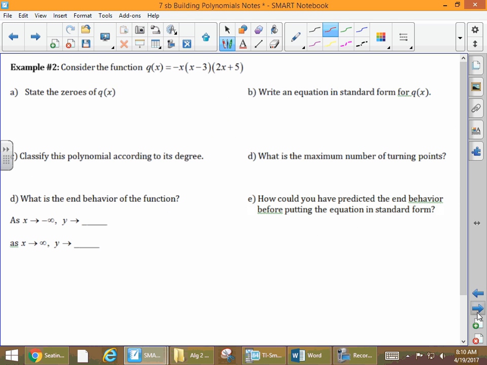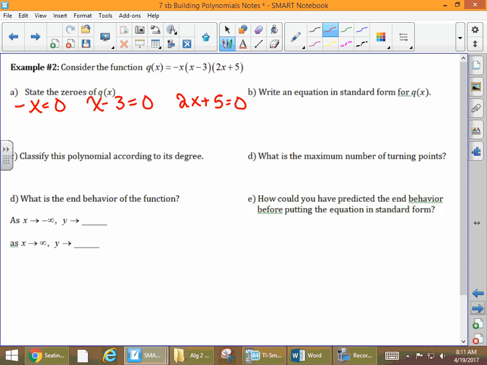So on example number 2, we are already in factored form in our equation, that's nice. It says state the zeros of this function. Again, there's some of you that can do that right away, and some of us need to show more work. We're going to take negative x and set it equal to 0. We're going to take x minus 3 and set it equal to 0. We're going to take 2x plus 5 and set it equal to 0.